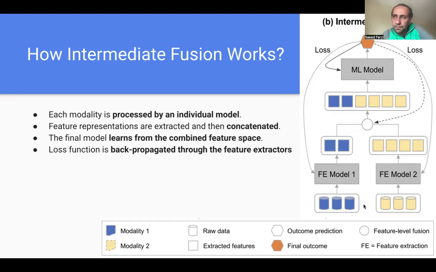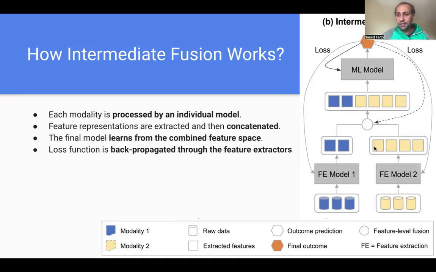Each color refers to each modality. For example, here we have a text, blue refers to the text, and yellow refers to the image. Feature extraction model, feature extraction model. Each model has its own feature extractor: text feature extractor, image feature extractor. They produce the embedding vectors.